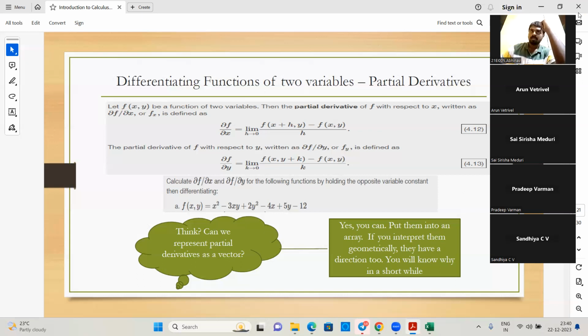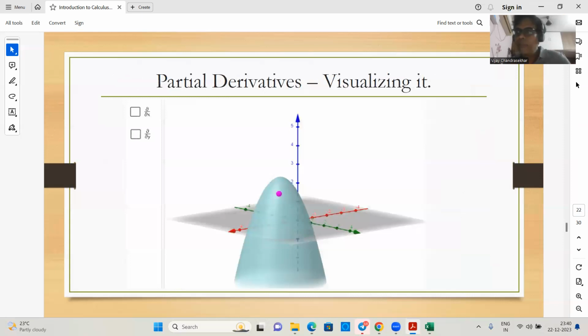Okay, so let's move to the next slide and see if we can make some sense of how to visualize partial derivatives. This is a function, and here's a point. You have x, you have y, and you have z. There are three colors here. I taught you a convention. Remember, folks, the right-hand convention. So which color denotes x, which color denotes y, and which color denotes z?